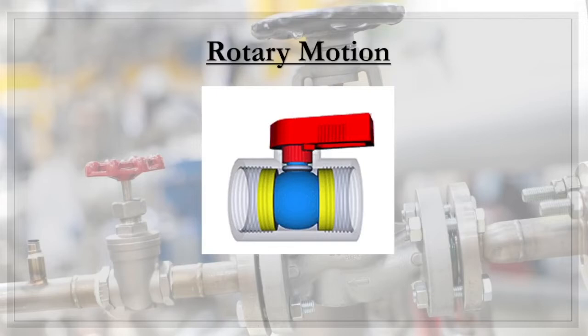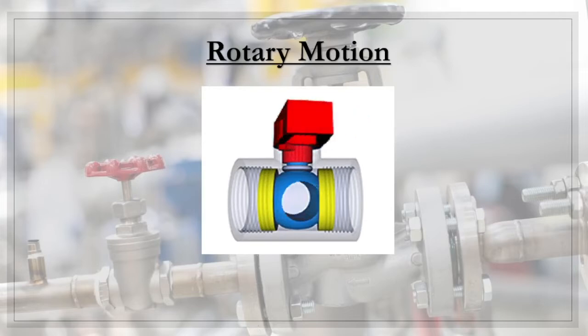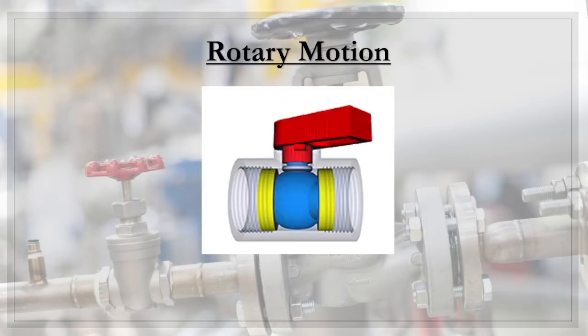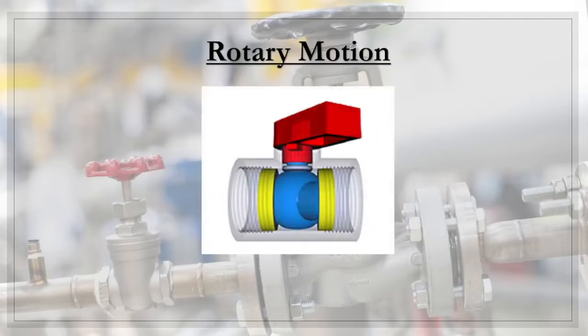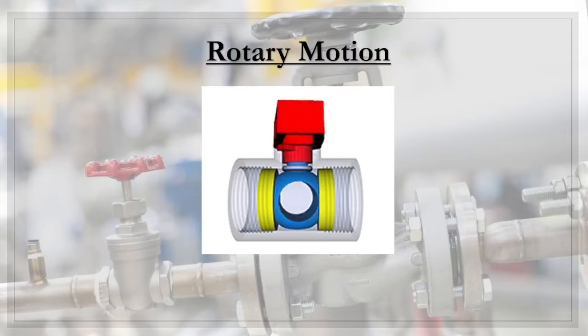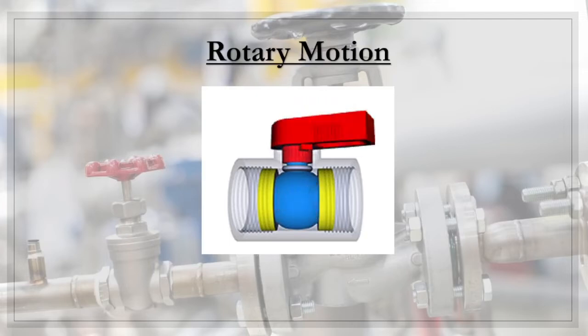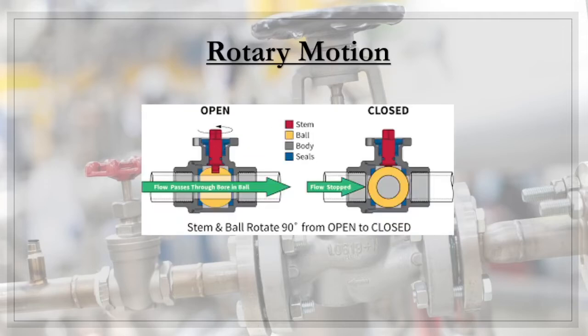Here is a very simple animation to show you. You can see the blue part is the ball itself, because the trim or this design looks like a ball. The empty part, the passageway, we call it a bore, B-O-R-E. You can see flow passes through the bore in the ball. When the bore is in line with the pipeline, the upstream or downstream, the inlet or the outlet, the flow is able to pass through. If it's in a closed state, you can see here the bore is in the cavity, so the flow is not able to pass through. This is a very simple example of rotary motion.